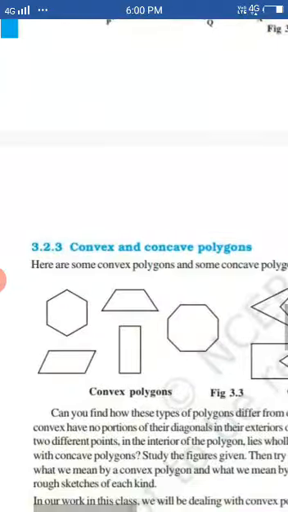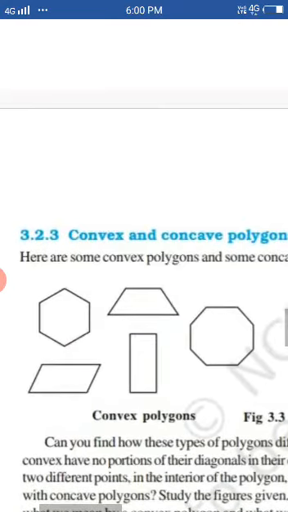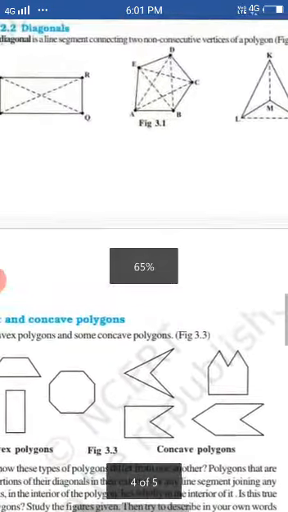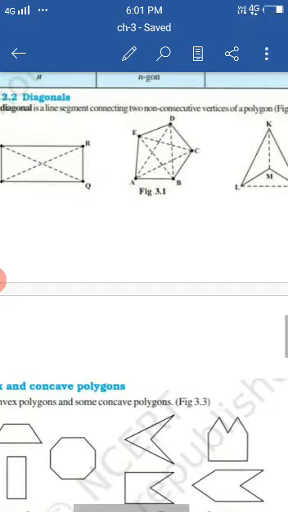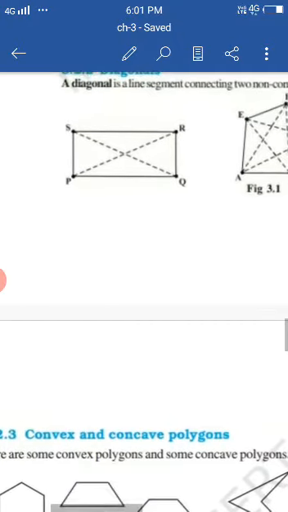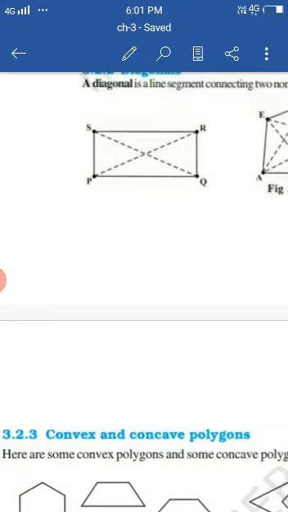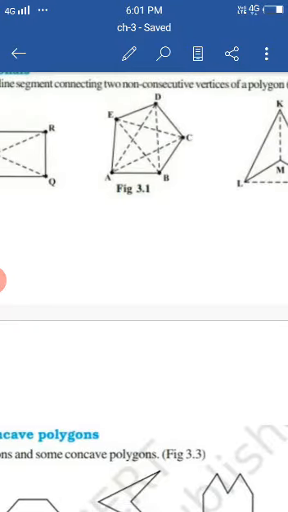Like these figures, in these figures you can see all diagonals are inside the polygon, so these are convex polygons. And in these figures you can see one diagonal is outside, exterior to the polygon, so these are concave polygons. In these figures also you can see the first one is a convex polygon, as the diagonals are inside the polygon. The second one is again a convex polygon because all the diagonals are inside the polygon.